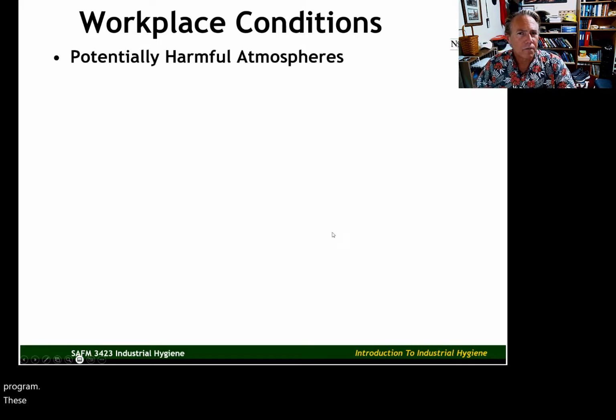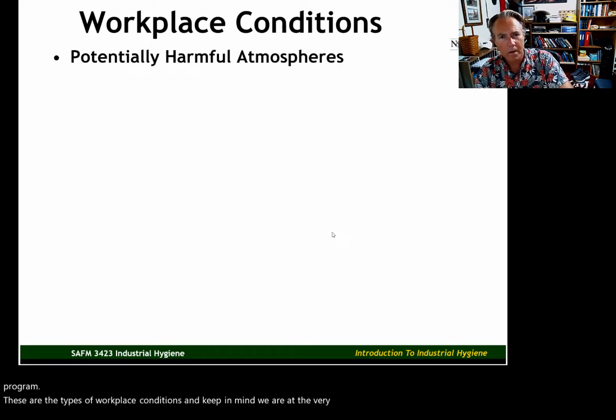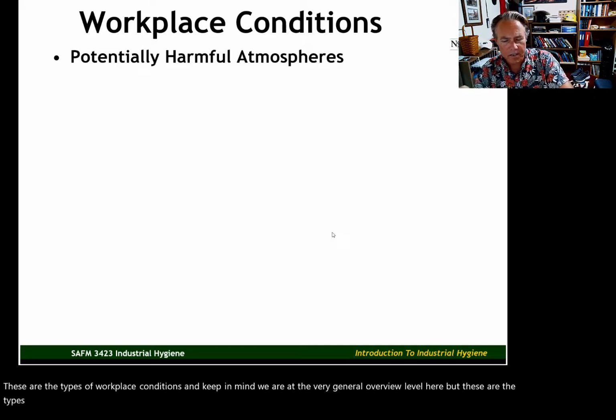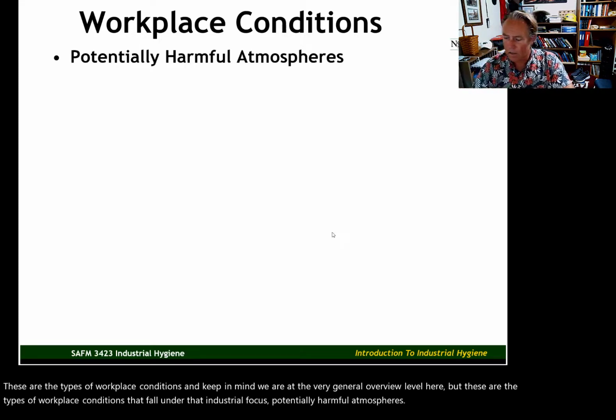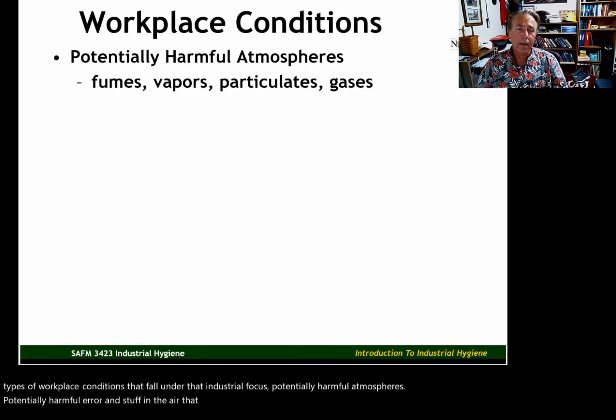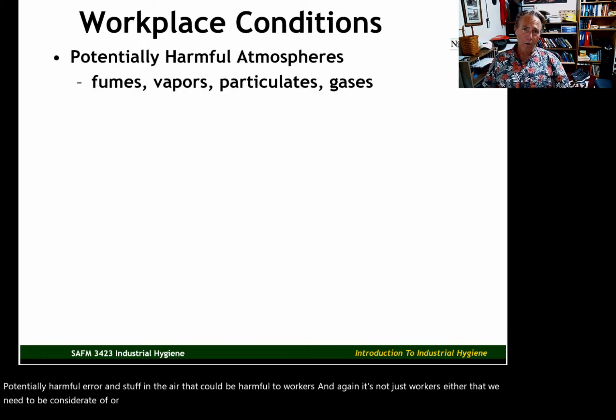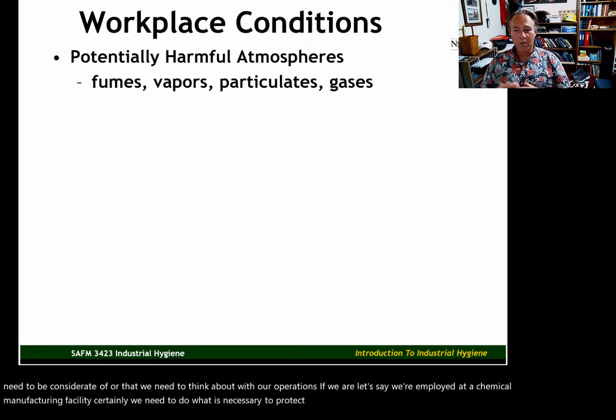These are the types of workplace conditions, and keep in mind we are at the very general overview level here. But these are the types of workplace conditions that fall under that industrial hygiene focus. Potentially harmful atmospheres, potentially harmful air, stuff in the air that could be harmful to workers. And again, it's not just workers either that we need to be considerate of. If we are, let's say, employed at a chemical manufacturing facility, certainly we need to do what is necessary to protect our workers, but there's also a liability in the larger community.